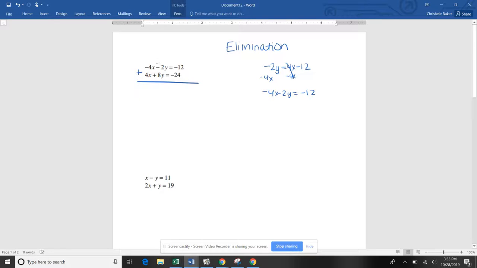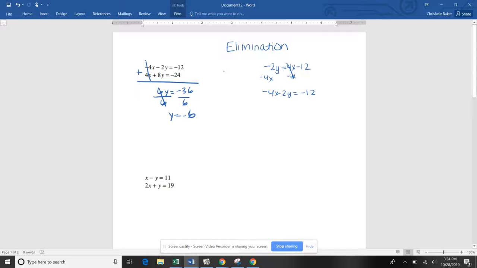If I were to add these equations together, this negative 4x and this positive 4x would eliminate because that would equal 0. These are a zero pair, they're opposites. So if I add the y's together as well, negative 2y plus 8y is 6y. And negative 12 plus negative 24 is negative 36. Dividing both sides by 6 gives me that y is equal to negative 6.